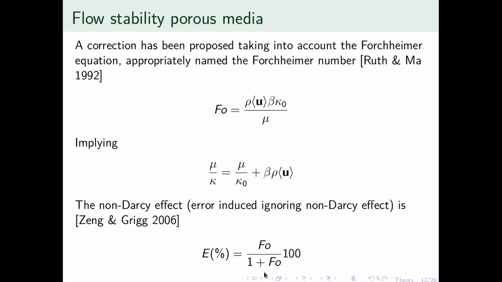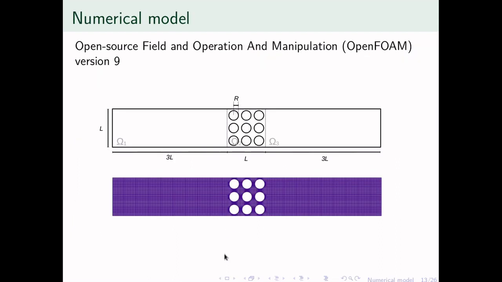So this is a very convenient number because it will give you a percent error if you start ignoring the nonlinear terms. Our simulation was done with OpenFOAM version 9, and this is the domain for our simulation. We have a porous domain, omega 2, here in the center, and we have two non-porous domains.